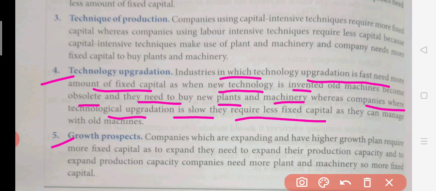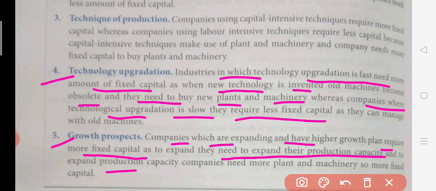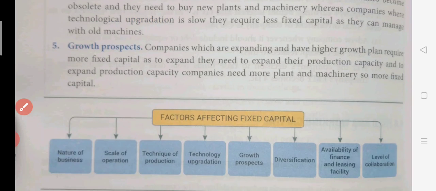Then growth prospect. So the company which is looking in the future for some growth, maybe they are trying to open more branches of their company, or maybe they will be coming out with more products, or a number of diversified products, like a variety of products we can bring into the market. Such a company, which is expanding and has higher growth plans, requires more fixed capital. The company which will see growth like this will require more fixed capital. On the other hand, if the company is not looking for growth, then they will require less working capital, sorry, not working capital, fixed capital.